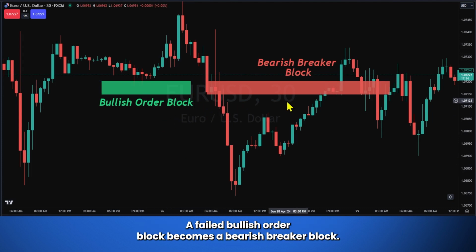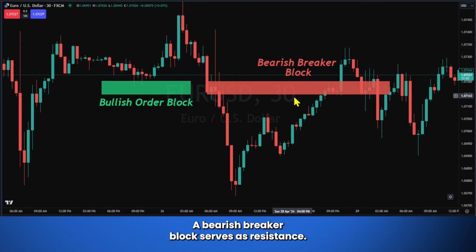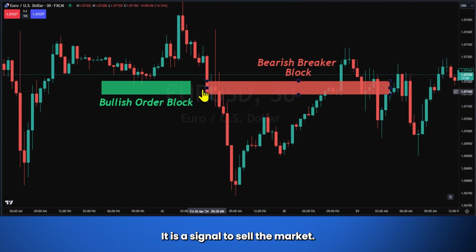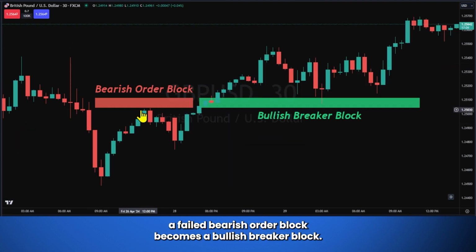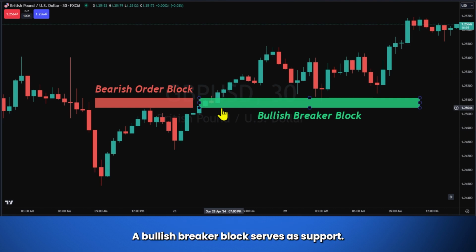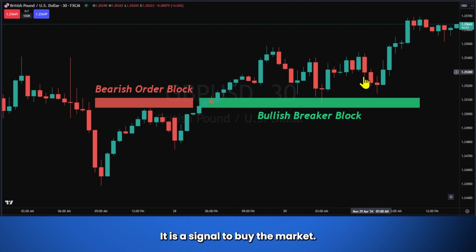A failed bullish order block becomes a bearish breaker block. A bearish breaker block serves as resistance. It is a signal to sell the market. On the other hand, a failed bearish order block becomes a bullish breaker block. A bullish breaker block serves as support. It is a signal to buy the market.